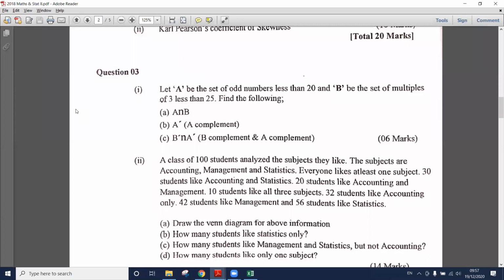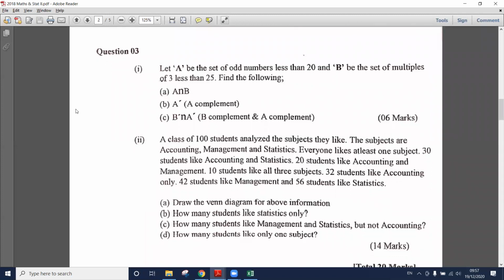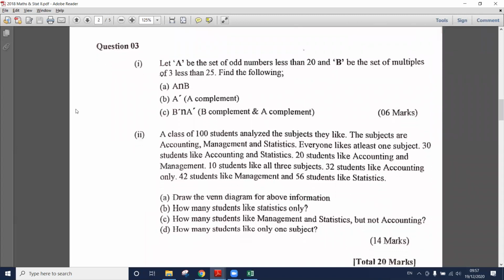Right. It is from sets and Venn diagrams. Part 1. What it says: let A be the set of odd numbers less than 20 and B be the set of multiples of 3 less than 25. Now the description of set A is given, and the description of set B is given. So we can write up those two sets.